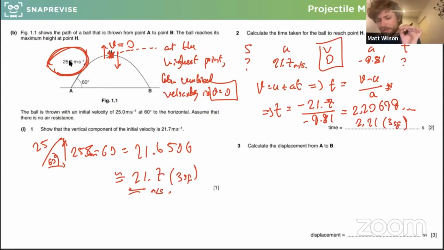Okay, so we have one more question left. We're asked to calculate the displacement from A to B. There's a few ways of doing this. The way I think I want to do this is to try and figure out the time. And this is another one of those classic questions where we're going to need to use vertical SUVAT first to figure out stuff that we can then use in horizontal SUVAT.